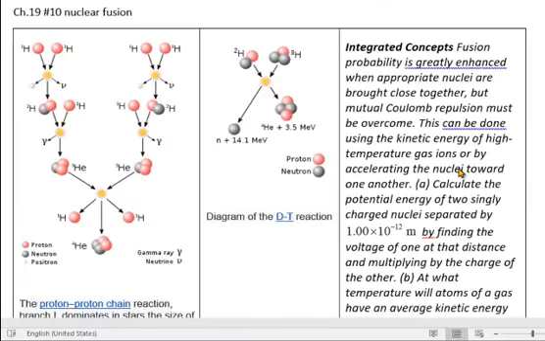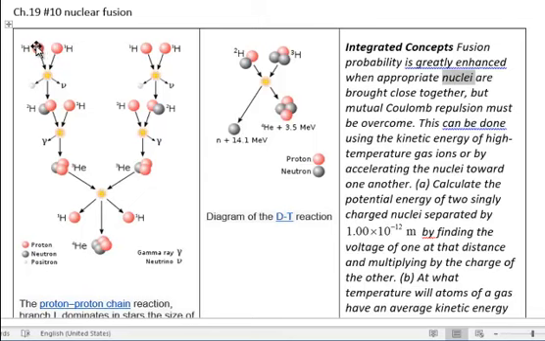All right, so chapter 19, problem 10. Fusion probability is greatly enhanced when appropriate nuclei are brought close together, but mutual Coulomb repulsion must be overcome. This can be done using the kinetic energy of high temperature gas ions or by accelerating the nuclei toward one another. They keep talking about any kind of nucleus. For fusion, really what you want to use is hydrogen because it's the lightest one, so you can get it the fastest, and get them close enough to fuse together. They just want to keep it in general here. Also notice that because they keep it in general, there will be no mass involved for these computations that we're going to do.